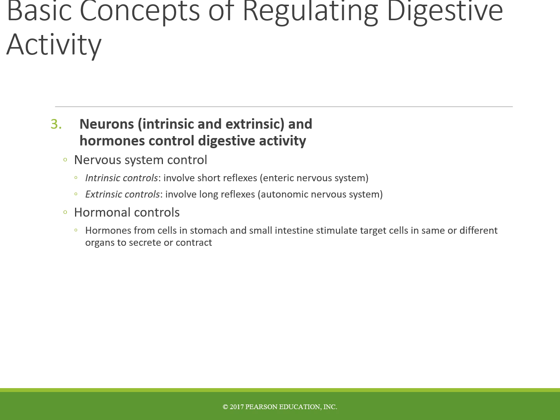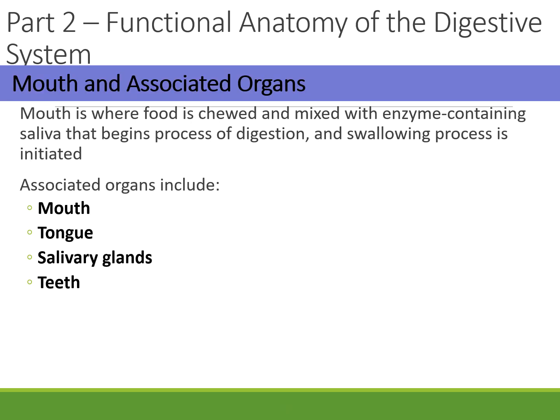We call that the enteric nervous system. The extrinsic controls involve the long reflexes, and we call those the autonomic nervous system. What about hormones? We haven't talked about hormones a whole lot recently, but we're getting ready to start talking about them again. Hormones from the cells in the stomach and the small intestine stimulate the target cells in the same or in different organs to secrete or to contract. So hormones are causing contractions or secretions at the different organs that are associated with the digestive tract.